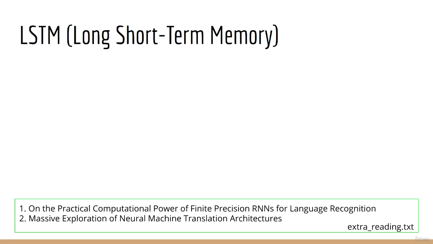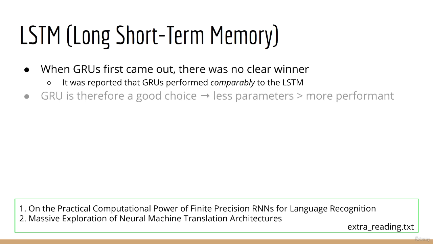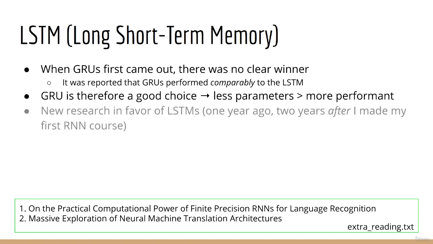Now, we are going to move on to the LSTM, which is a little more complicated, but follows the same idea. Interestingly, when GRUs first came out, the initial research suggested that there was no clear winner between the two. It was reported that the GRU performed comparably with the LSTM. This made the GRU a great choice because it has fewer parameters and therefore is more performant than the LSTM. These days, the current belief is that this isn't true, and that the LSTM actually ended up being better.